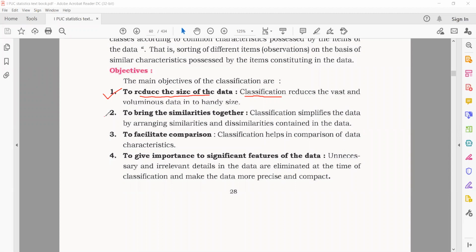It brings the similarities together. It facilitates comparison. Once I group, I could basically see whether boys are more than girls, or girls more than boys. I'm looking into the marks: are boys scoring more than girls, or vice versa, and such other significant features of the data could be obtained. So that's why we say there is a need for classification, and these are the objectives of the classification.